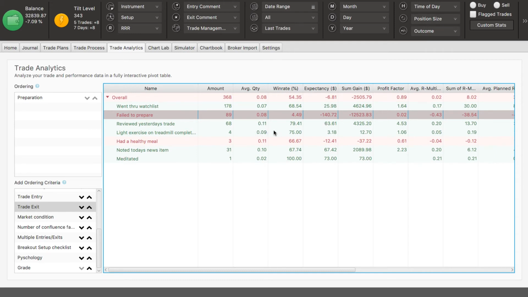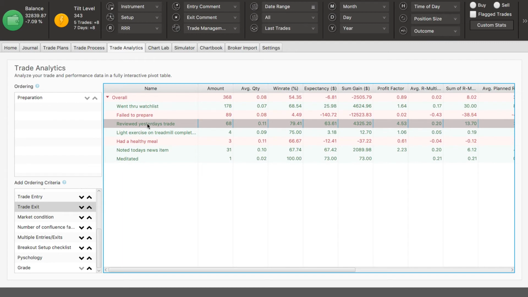Something very interesting also to note. Here, he does have a comment where he said he reviewed yesterday's trades, and he did make actually quite a good amount of money. And that is a very interesting finding.